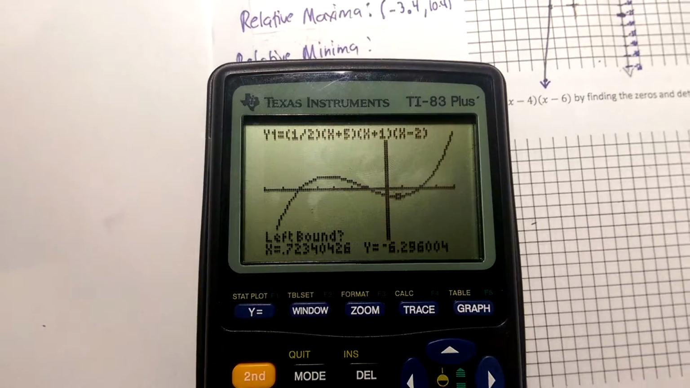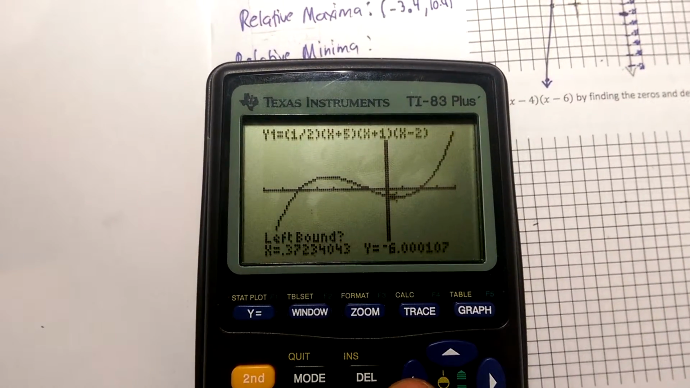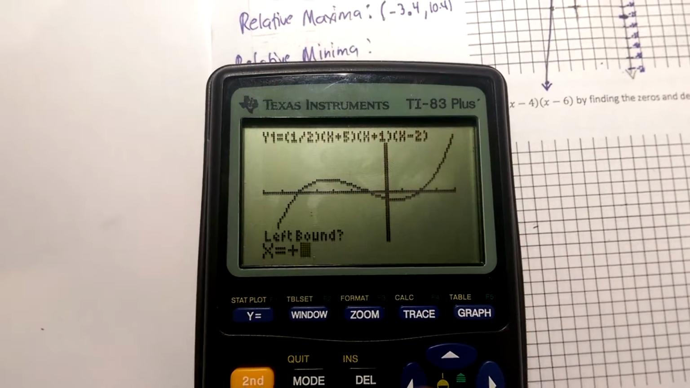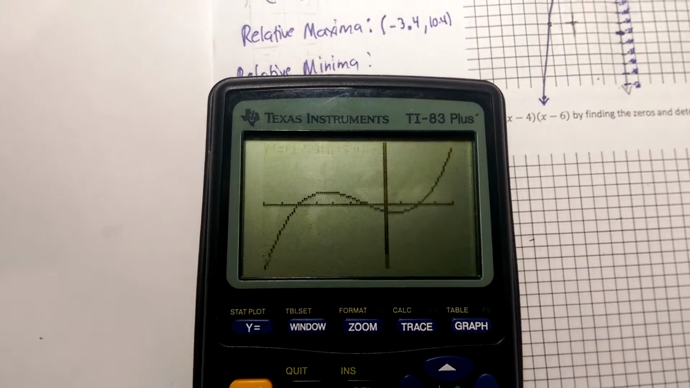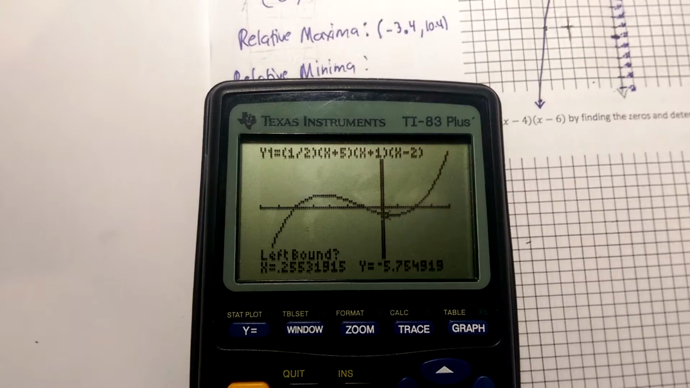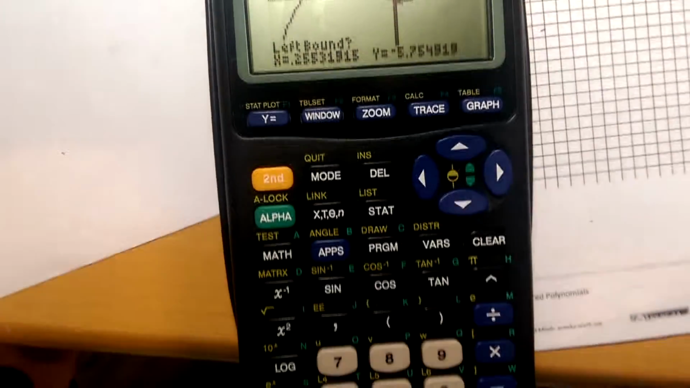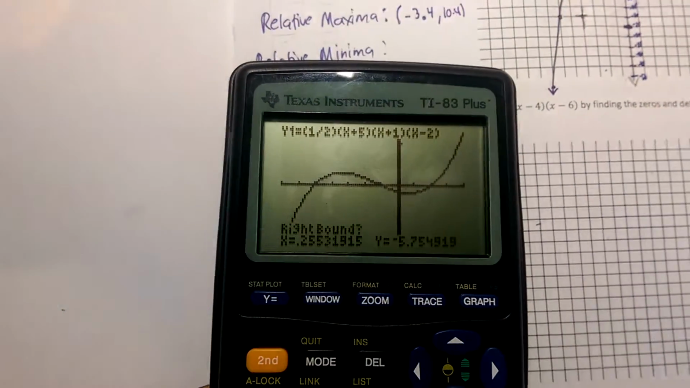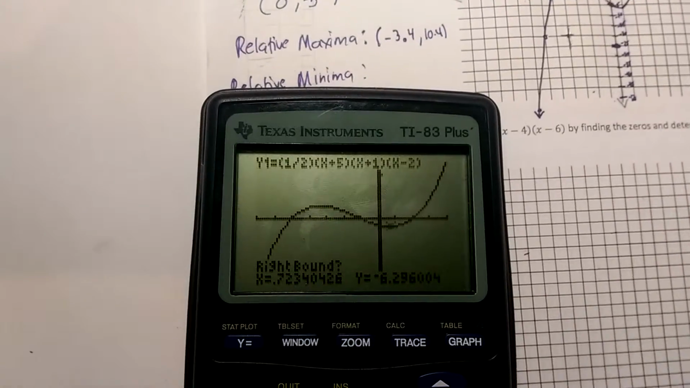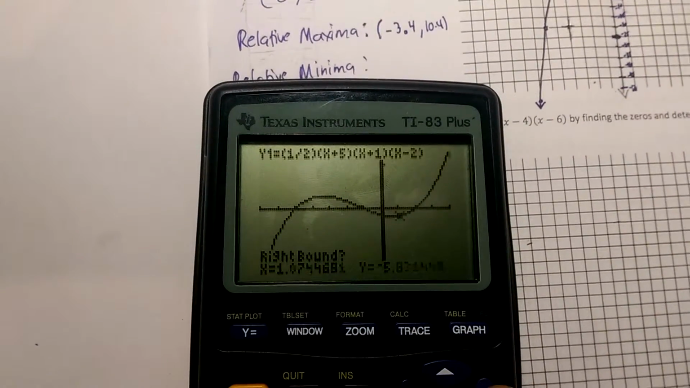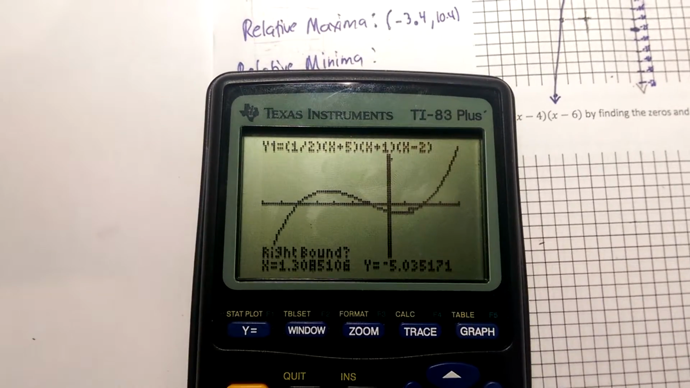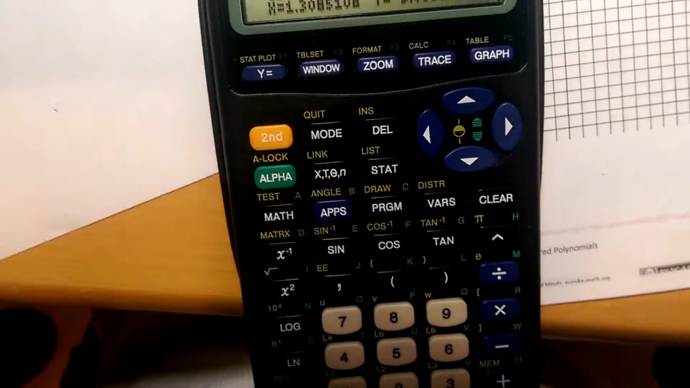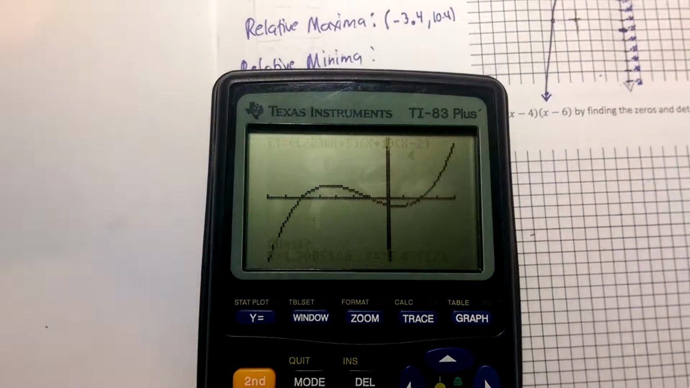Because it's a minimum. Left bound, a little to the left. Oops, sorry. Okay, let's try that again. So I make mistakes. A little to the left, which is where I am. Enter. Okay, I'm supposed to press enter. A little bit to the right. Remember, don't stop at the middle. Go a little to the right. That's a mistake that a lot of people make. Enter. Guess? Yeah, press enter.